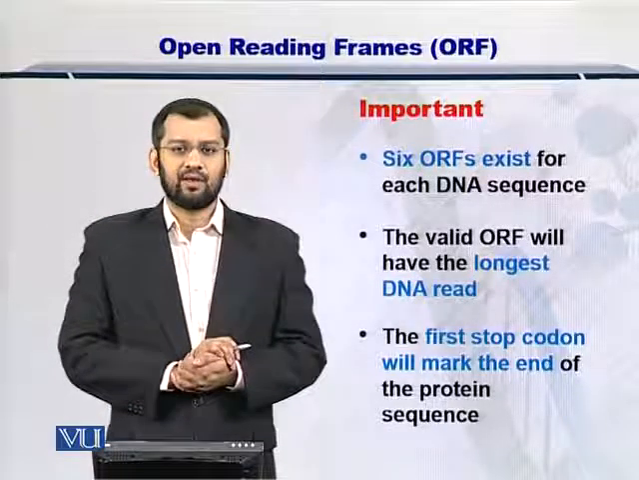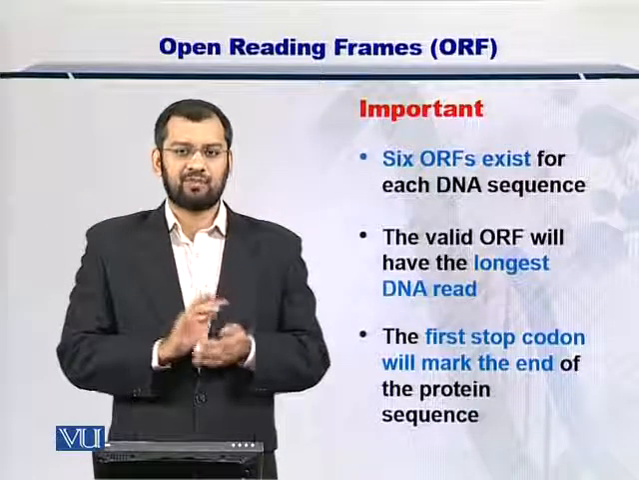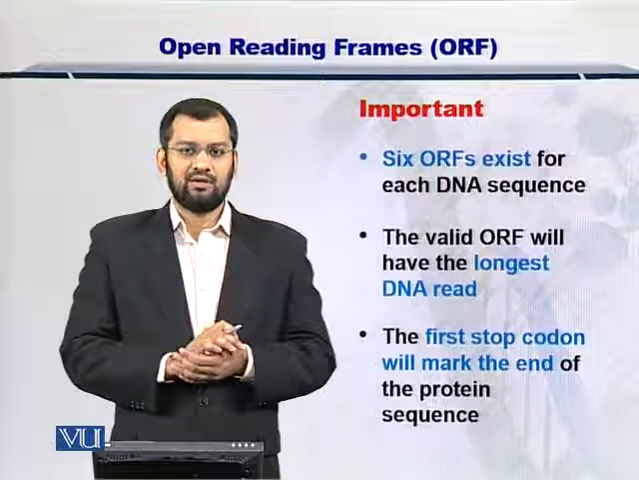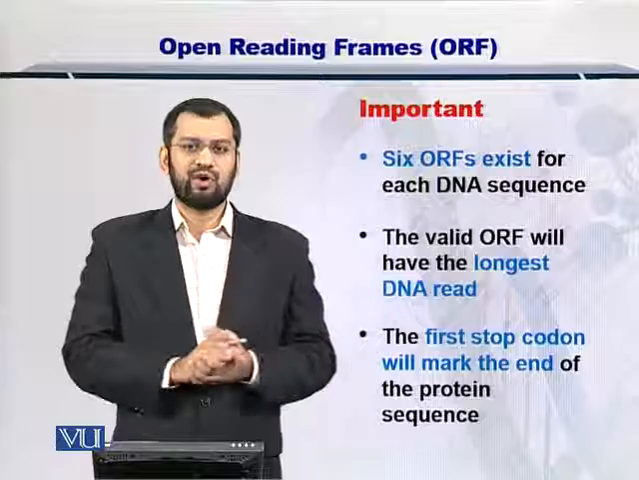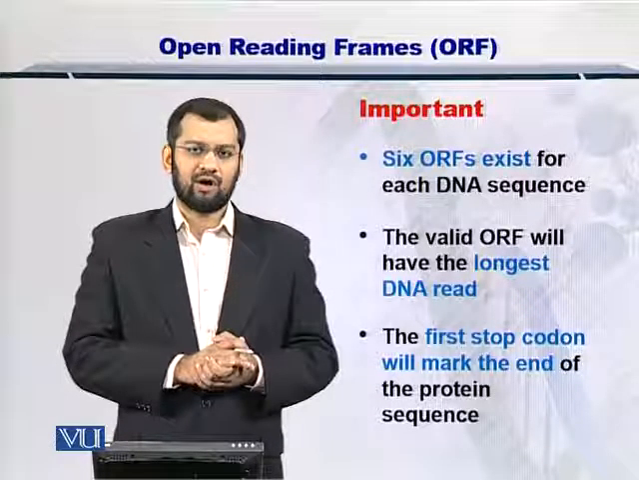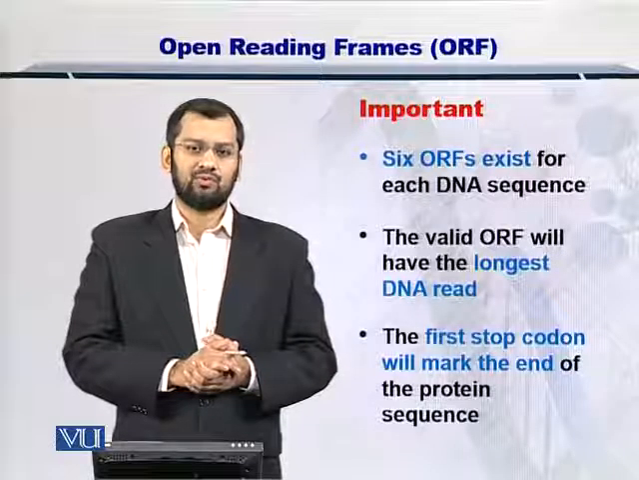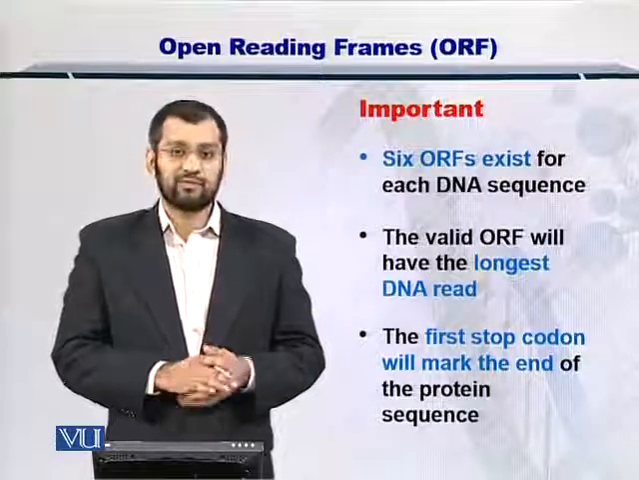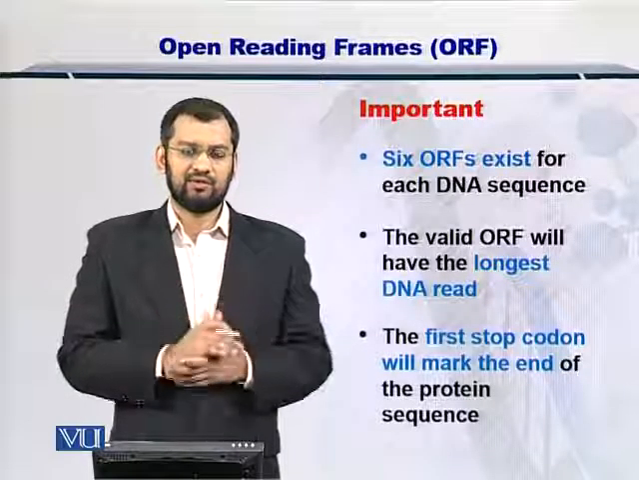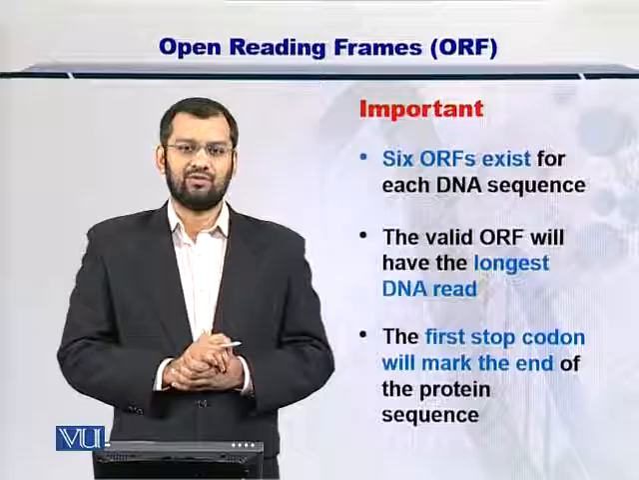In conclusion, there are 6 ORFs that are possible for any nucleotide sequence, and you need to find out which ORF is the valid one. The rule of thumb is that the longest ORF is the one that you have to work with. And of course, the first stop codon that comes once you enter the reading frame will mark the end of your protein.